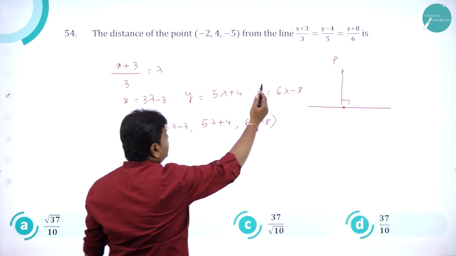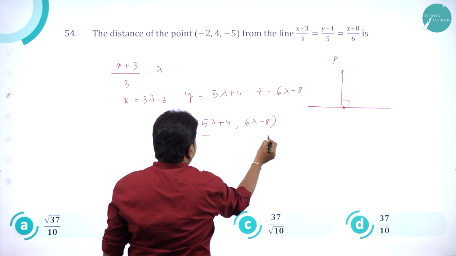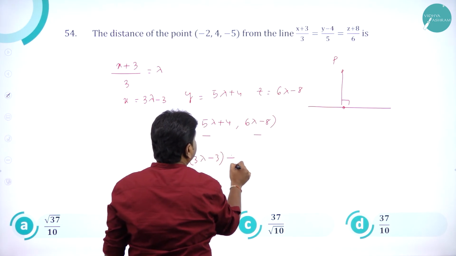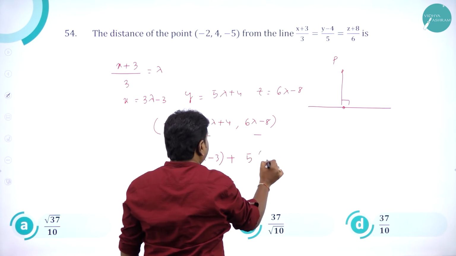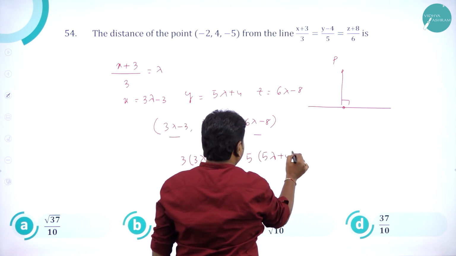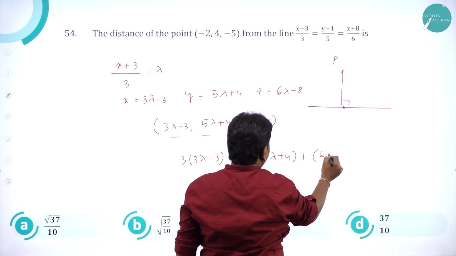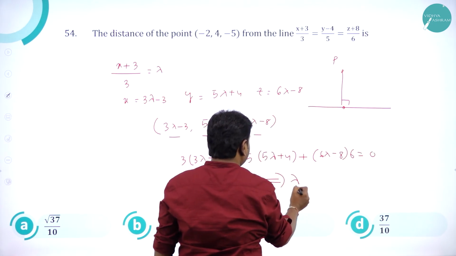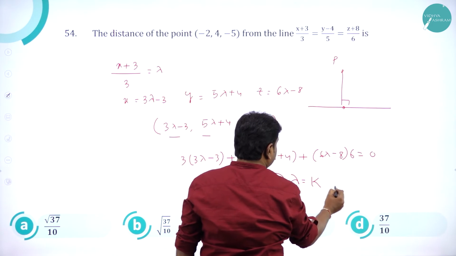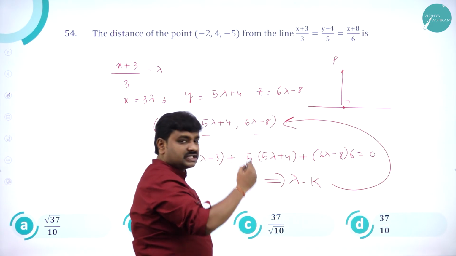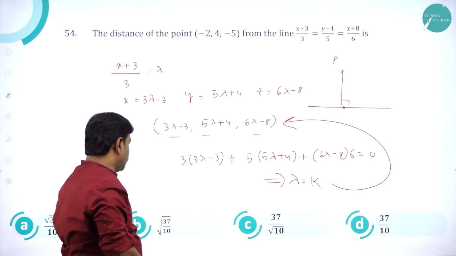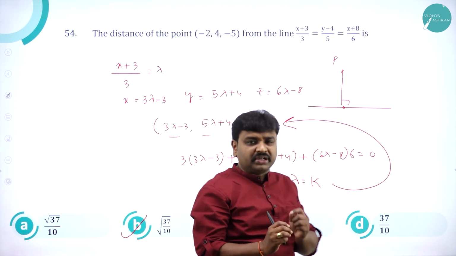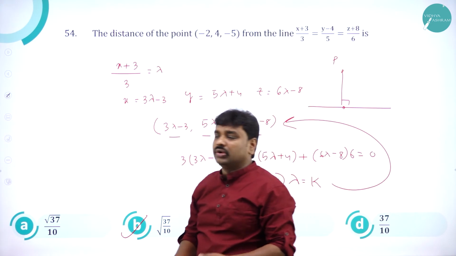Now find the direction ratios. So you know these are the things. 3 into (3 lambda minus 3) plus 5 into (5 lambda plus 4) plus (6 lambda minus 8) into 6 equals 0. Solve this to get lambda. After you get lambda, substitute it here and apply the distance between 2 points formula, and you will get root 37 by 10. Little time consuming. Patiently you should do it. There is no other way.